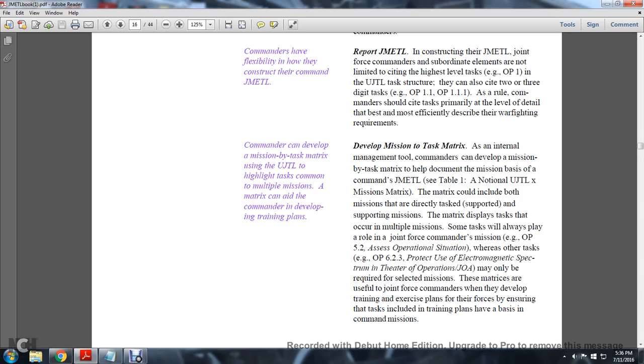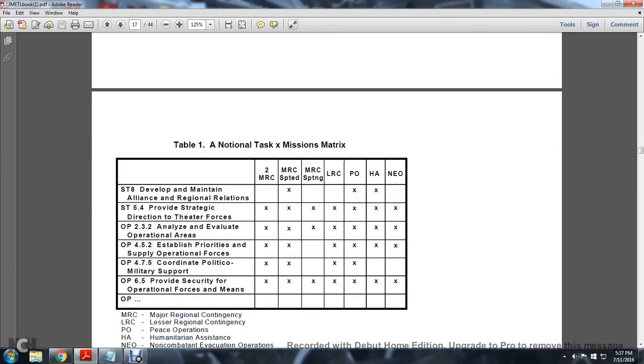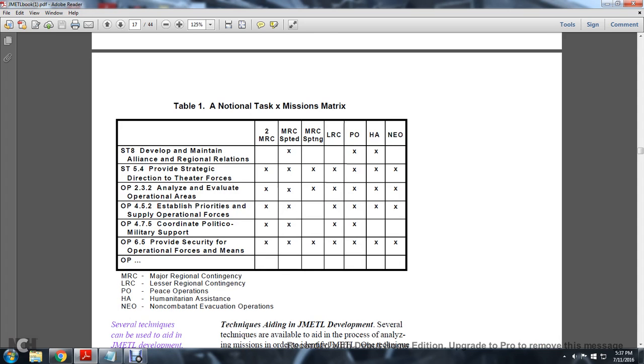Some tasks will apply to the role of the joint force commander in all missions, such as assessing the operational situation, whereas another task, to protect the electromagnetic spectrum in theater operations, may only be required for selected missions. The matrices are useful to joint force commanders when they develop a training and exercise plan for their forces, to ensure the commanders include training plans that have a basis in command missions. Table 1 is a notional task times mission matrix.